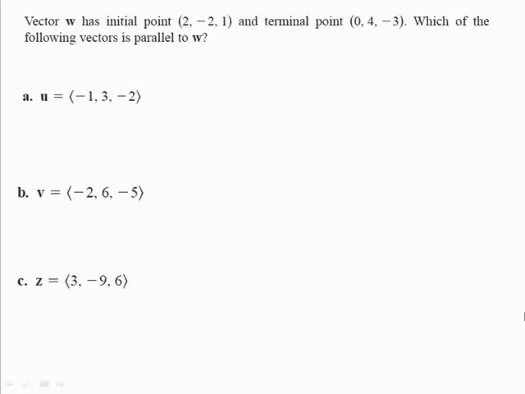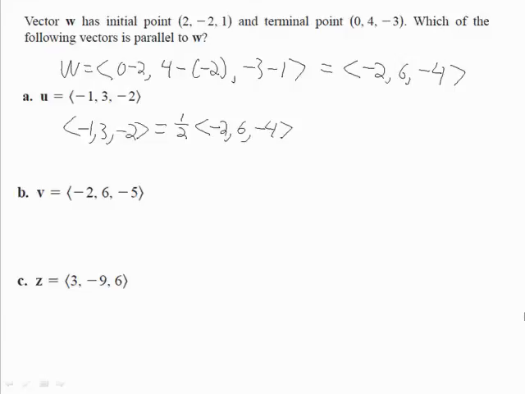Vector w has initial point the ordered triple 2, -2, 1, and terminal point 0, 4, -3. Which of the following vectors is parallel to w? Begin by writing w in component form. W equals the vector -2, 6, -4. For part A, the vector u equals -1, 3, -2 is equal to 1/2 times the vector -2, 6, -4, which is equal to 1/2 w. From this, you can conclude that u and w are parallel.